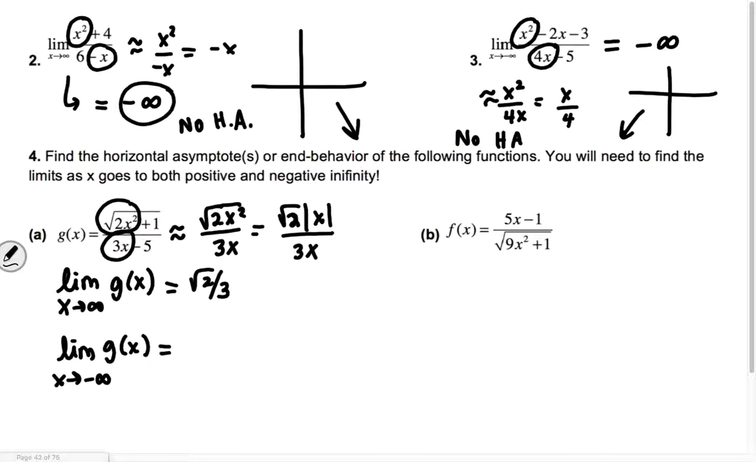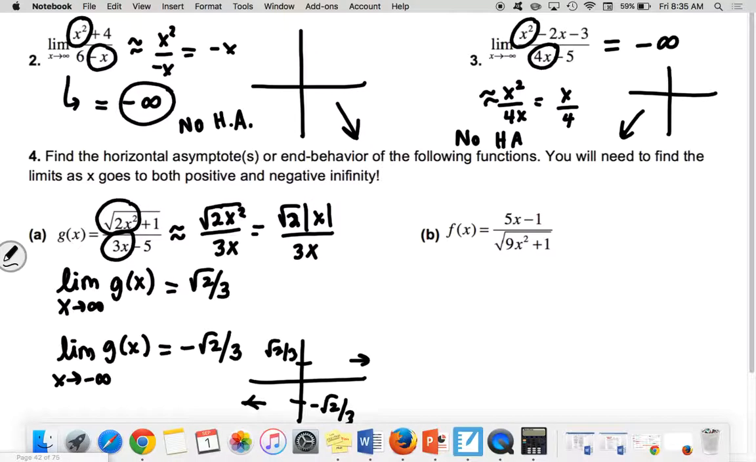But the next one, if I plug in negative 100, what's weird about this one? What does it become? Negative root 2 over 3, because the top is positive because of the absolute value and the bottom is negative. Okay? So this is one that has two horizontal asymptotes. So basically on the left side, we would be going towards that number, and on the right side, we'd be going towards the positive version of that number. Okay? And you can graph it if you want to see what it looks like.